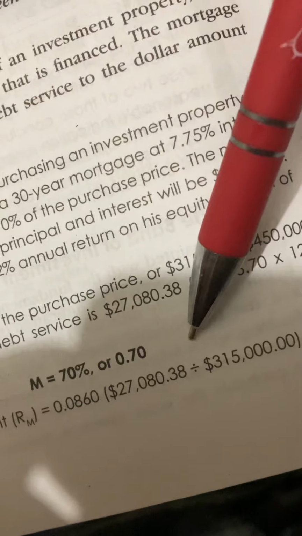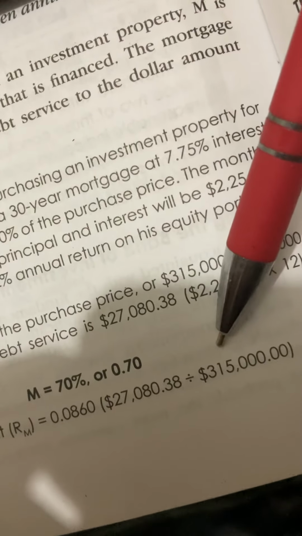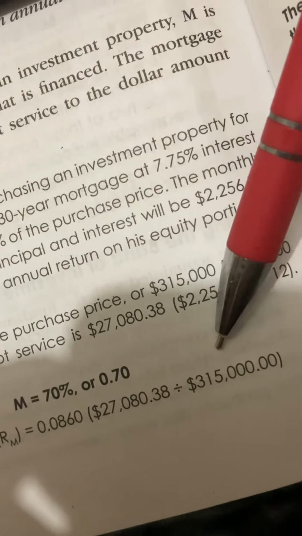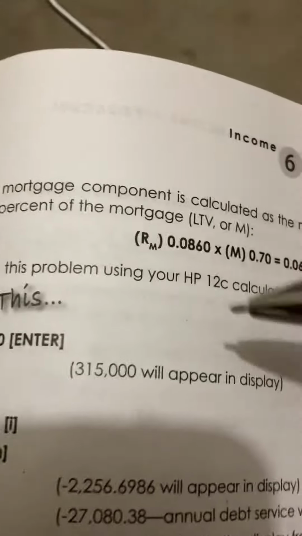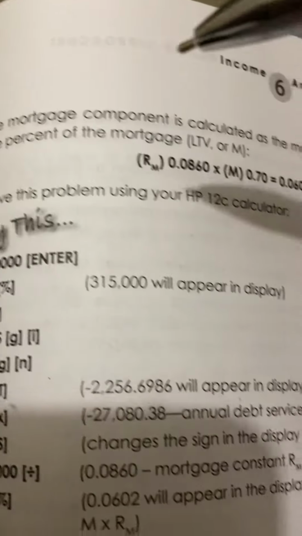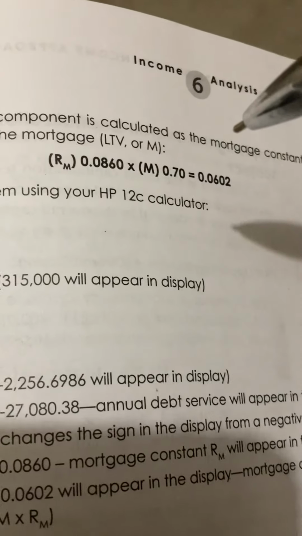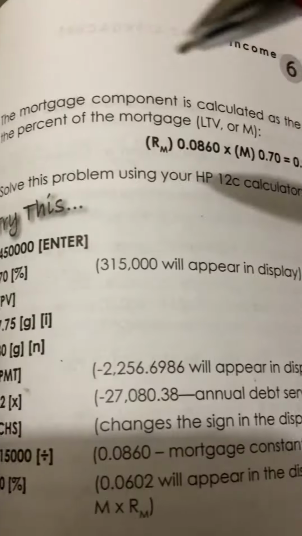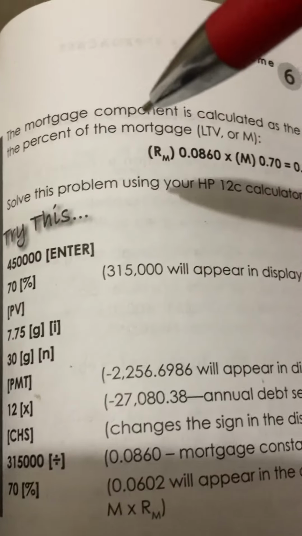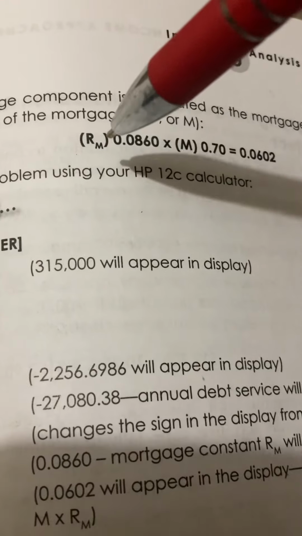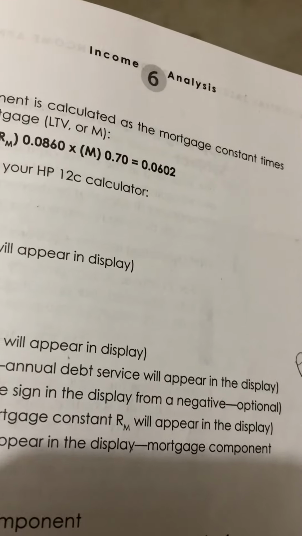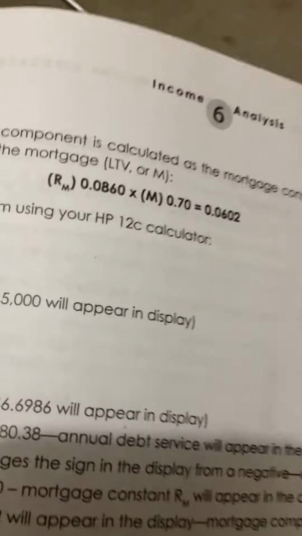$27,080.38 divided by $315,000, which was the loan to value, on page 195. The mortgage component is calculated as the mortgage constant times the percent of the mortgage, loan to value, or M. Here we have mortgage capitalization rate.